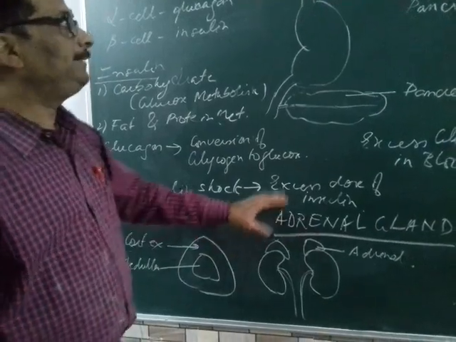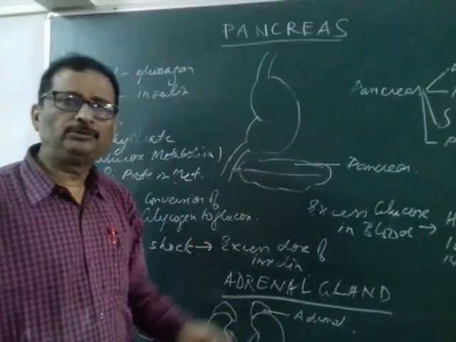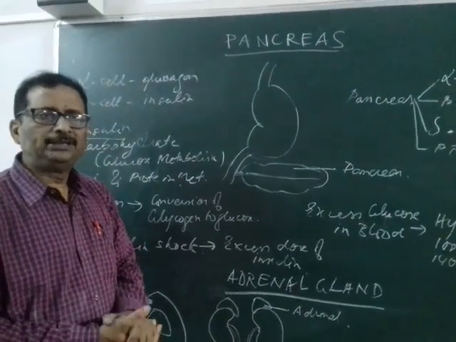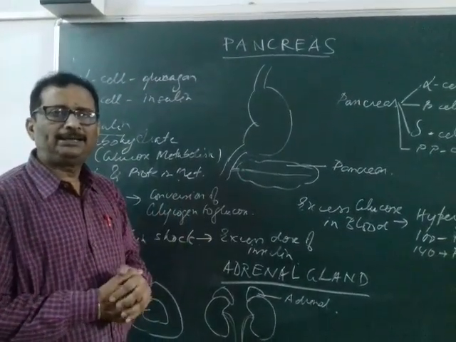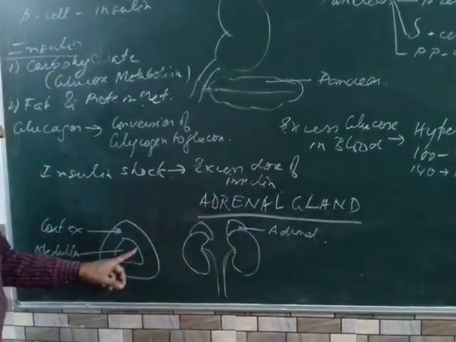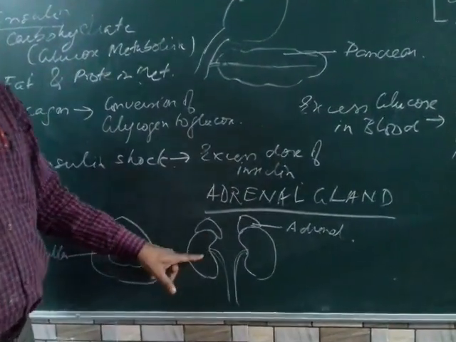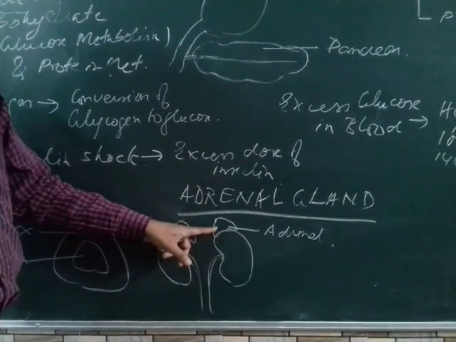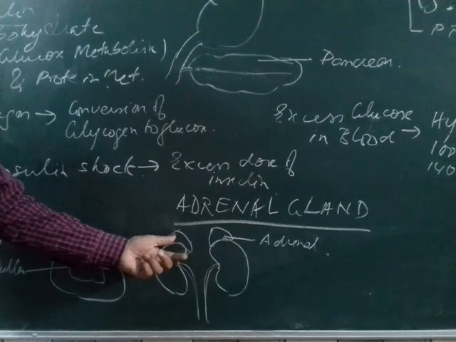Now this is mainly about the pancreas hormones and their functions and regulation. Usually these two hormones are antagonistic hormones. Next is about the adrenal gland. The adrenal gland is located above the two kidneys. That's why they are called adrenal, ad meaning additional to the renal. Renal is the kidney, so they are called adrenal gland.